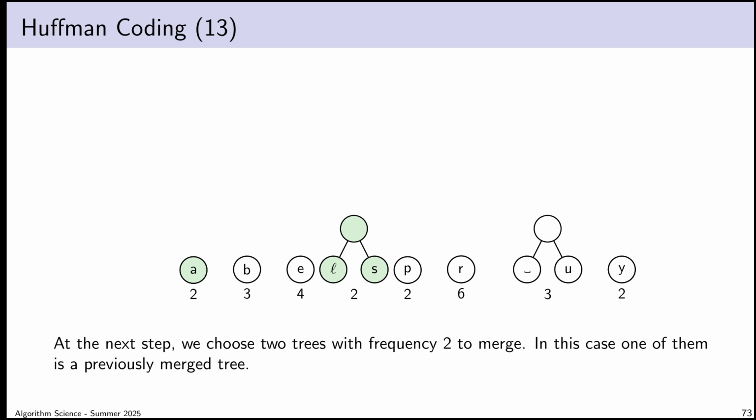Okay, at the next step, I happen to choose the A, which has frequency 2, with this one, which also has frequency 2. You might be inclined to think, why not choose one of the other small trees? And it turns out it actually makes no difference in the end.